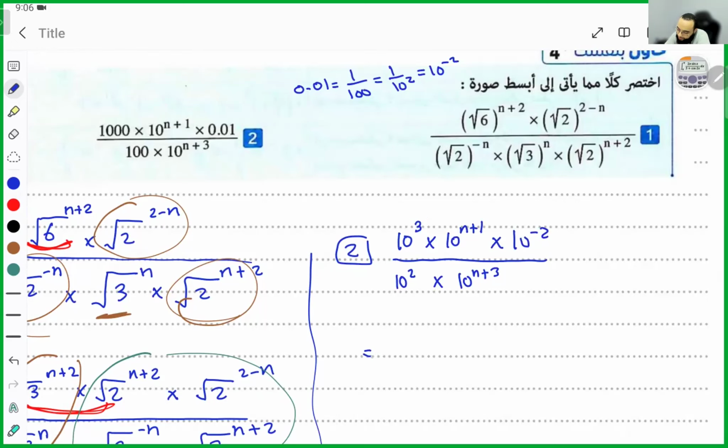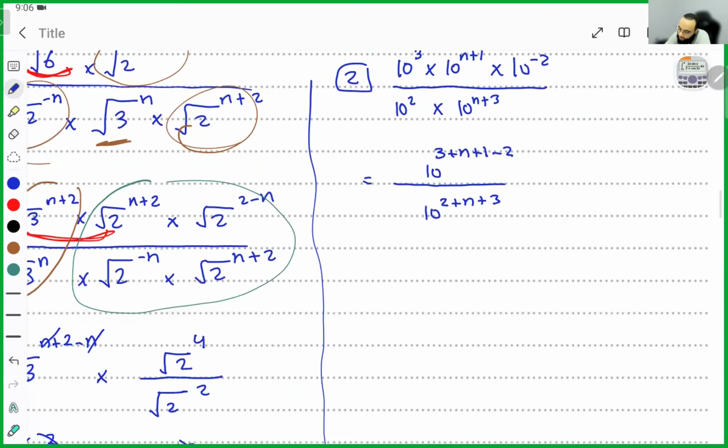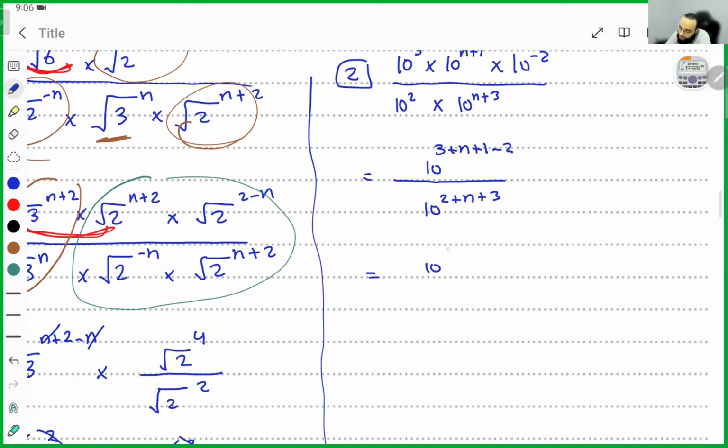So up, it's only 10, and 3 plus n plus 1 minus 2. Down, it's only 10, and 2 plus n plus 3. Up, it's a 3. 3 plus 1, 4, 4 minus 2, 2, plus n, over. It's n plus 5 or 5 plus n. It doesn't matter. Right now, take care subtracting. It's 2 plus n minus open bracket 5 plus n, because the negative will change all of the signs after it. Then it's 10 power of 2 plus n minus 5 minus n.